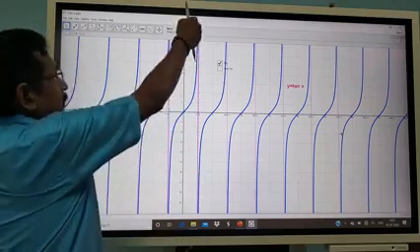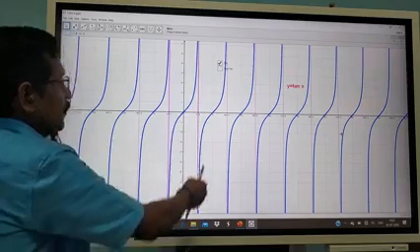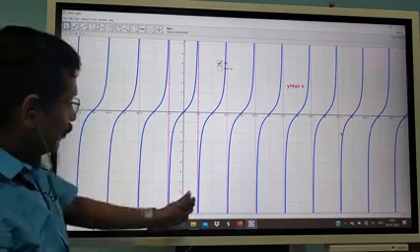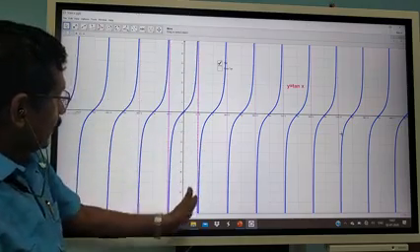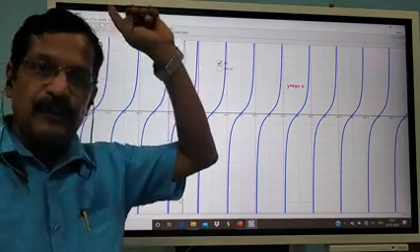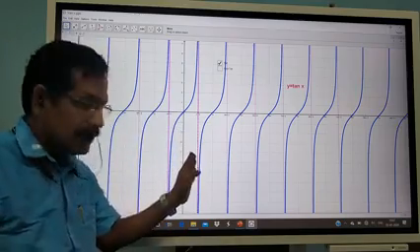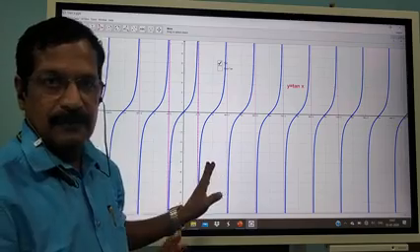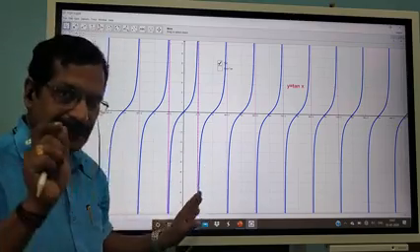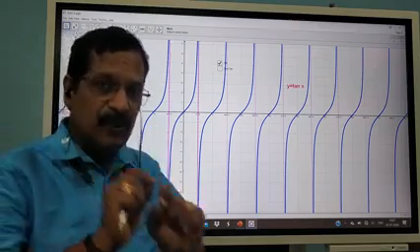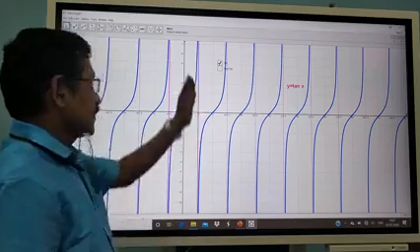Now, at pi by 2, what happened? The line x is equal to pi by 2, the function is not defined. So, the line x is equal to pi by 2 is touching the graph of y is equal to tan x at the point at infinity. So, this line is known as an asymptote. We are not studying that in our syllabus, but the line which touches a curve at infinity is called an asymptote to that curve. So, this is the asymptote.